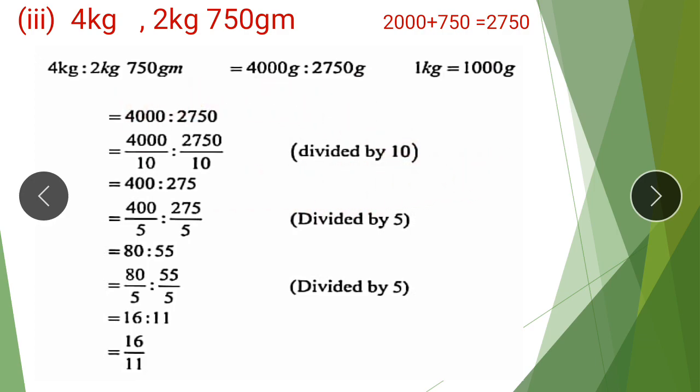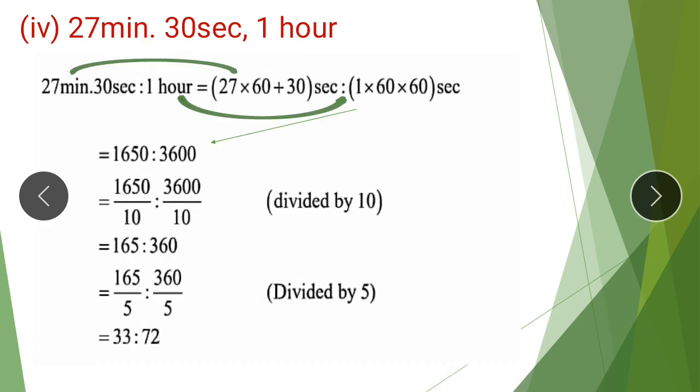So here we are going to divide it by 10, and again we will divide it by 5, because 400 and 275 are divisible by 5. We will get 80:55, and again these two quantities are divisible by 5. As a result we will get 16:11.